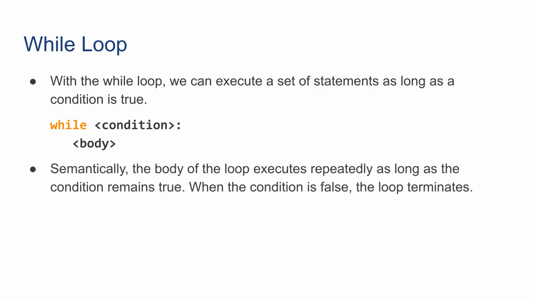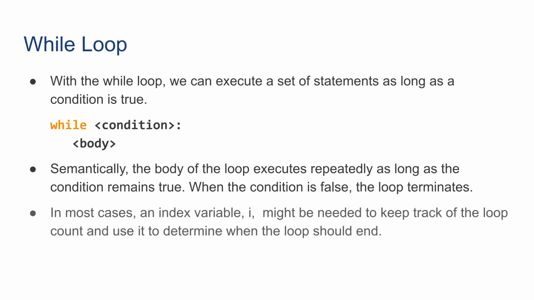So semantically, the body of the loop executes repeatedly as long as the condition remains true. When the condition is false, the loop terminates. And in most cases, an index variable such as I might be needed to keep track of the loop count and then use it to determine when the loop should end.